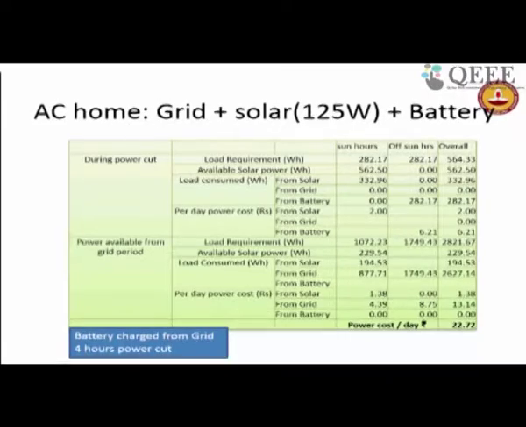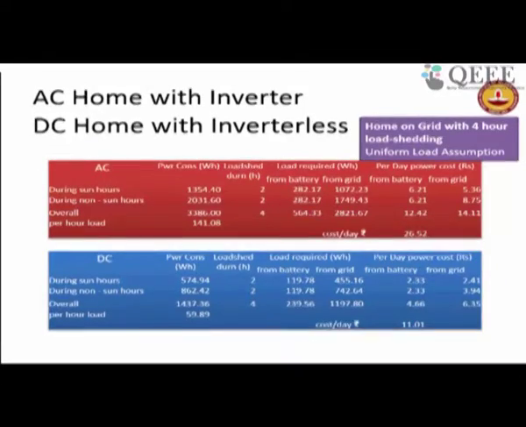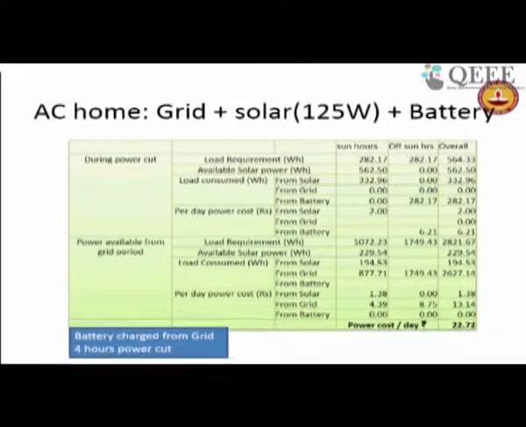But the important thing is, if grid is also there and there is a 4-hour power cut and I put solar of 125 watt, then my cost is only 22 rupees 72 paise. Now remember, when I didn't have solar, just grid plus battery, my cost was 2652. So solar always helps. Solar brings down the cost. I have only 125 watt solar. That's the only change that I made. Rest is the same. Calculation becomes more complex.